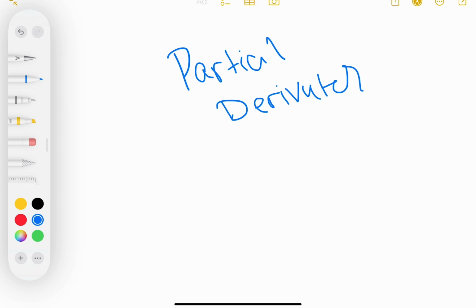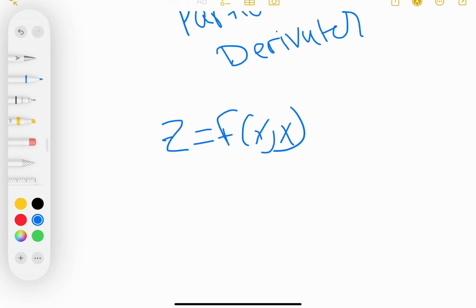So how does this happen, or when does it happen? Let's just say you have a function like z equals f of x and y, but x and y are each functions of another variable like t. So you need to take a partial derivative of z with respect to t, even though t isn't directly in the original equation. That's where the multivariable chain rule comes in.